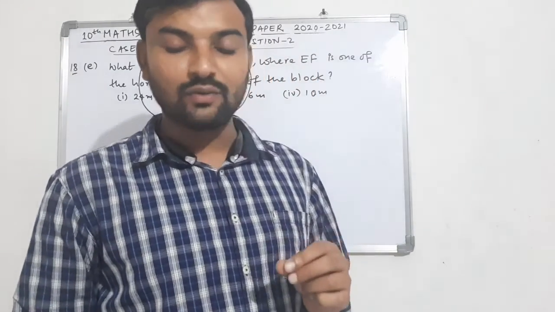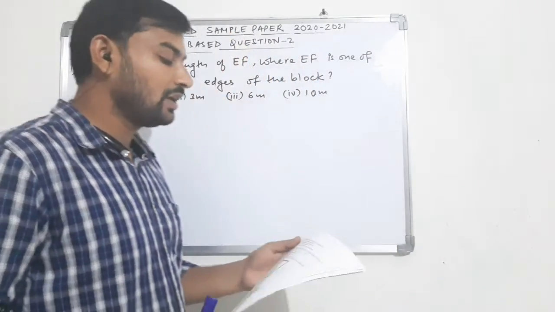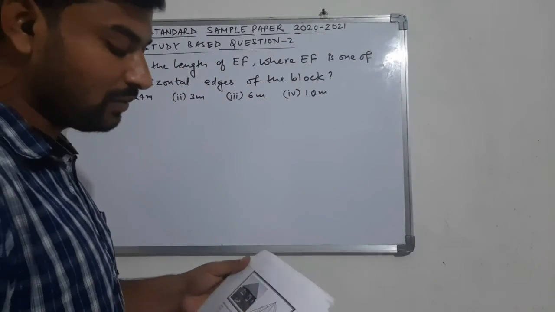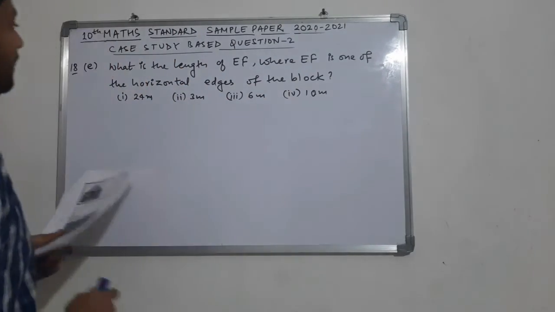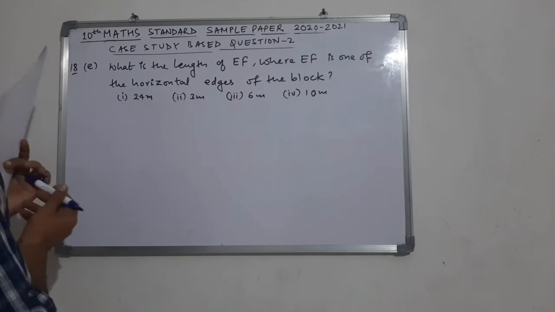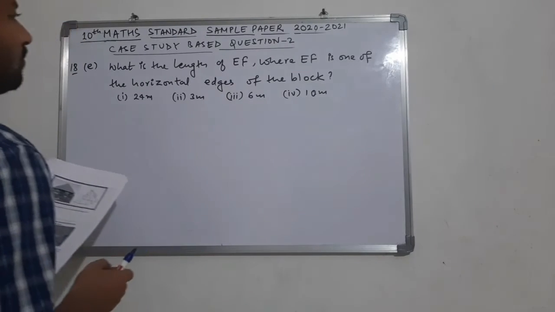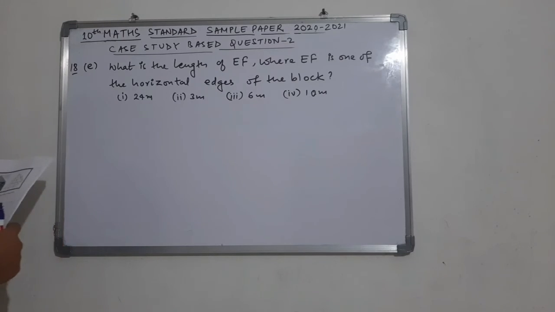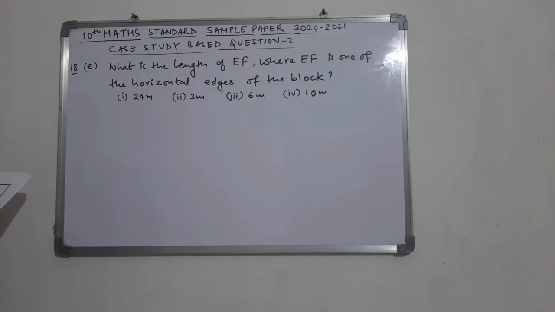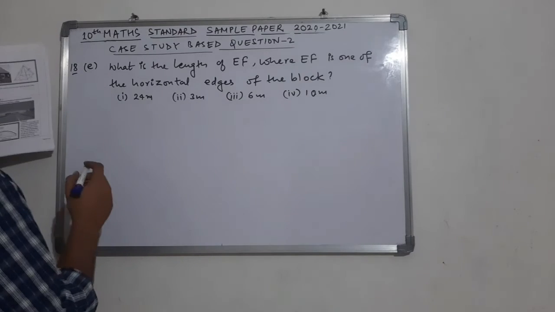all the edges of a pyramid in the model have length 12 meters. A pyramid is given to you, each edge of which is 12 meters. Here the question is what is the length of EF, where EF is one of the horizontal edges of the block. Among the horizontal edges, you have to find the length of EF.